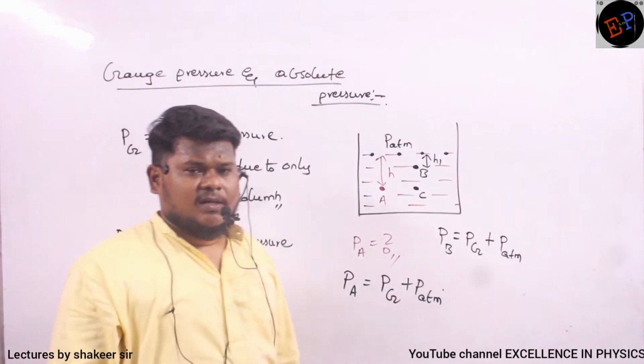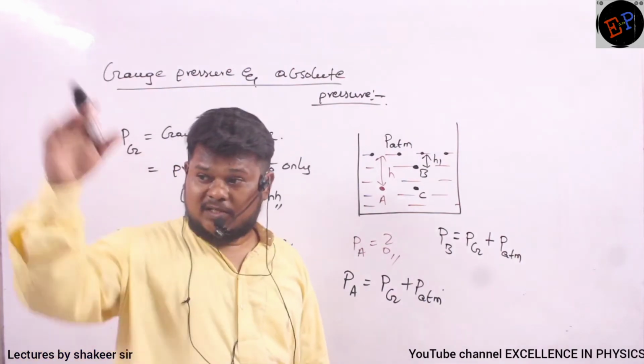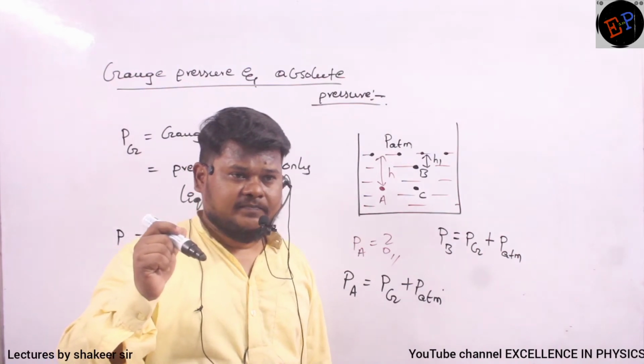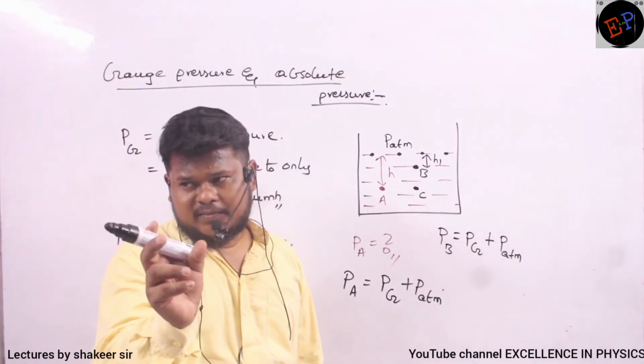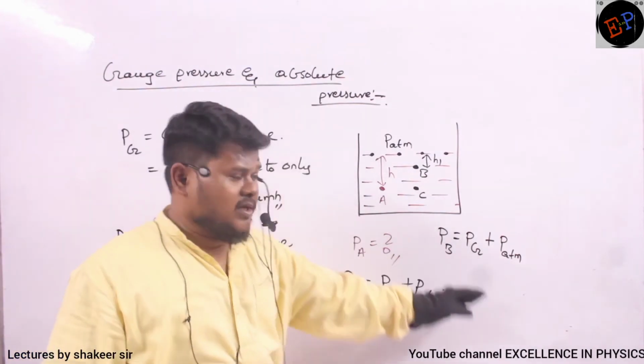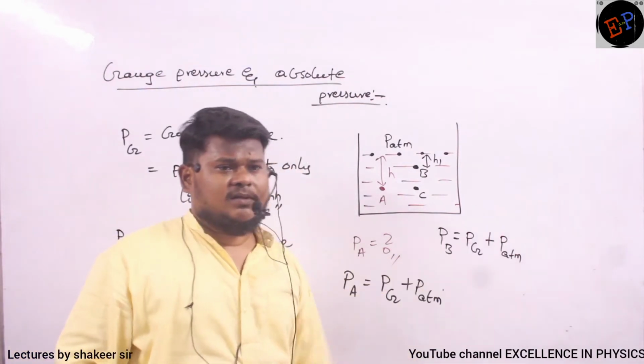Are you able to understand? Atmospheric pressure, where is it acting? On the top surface. So the pressure there has increased now. And what is Pascal's second statement? If pressure increases at one point, the same increase will be transmitted everywhere. So throughout the liquid, there will be an additional pressure of atmospheric pressure.